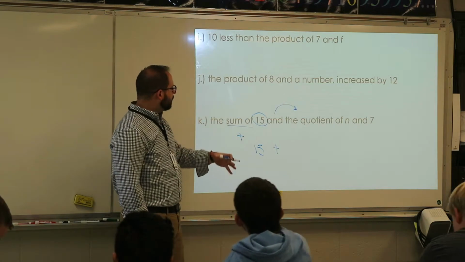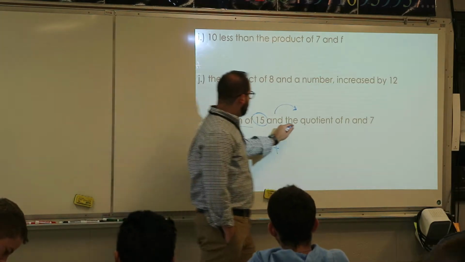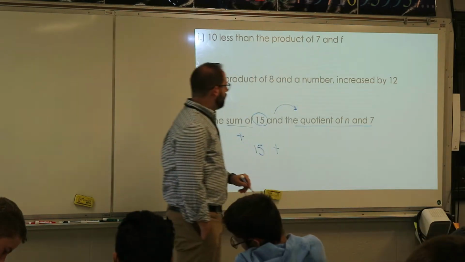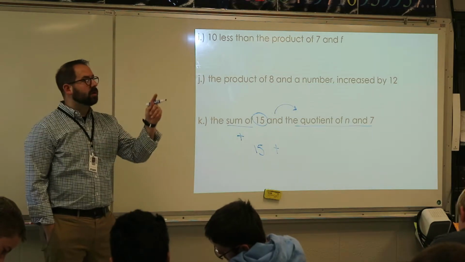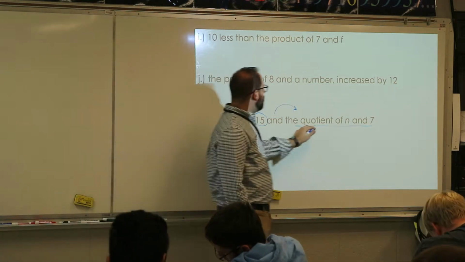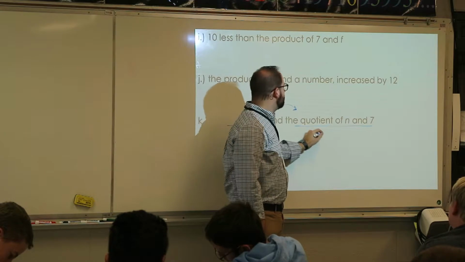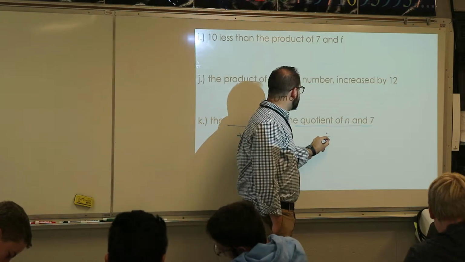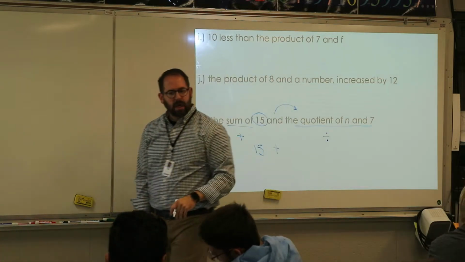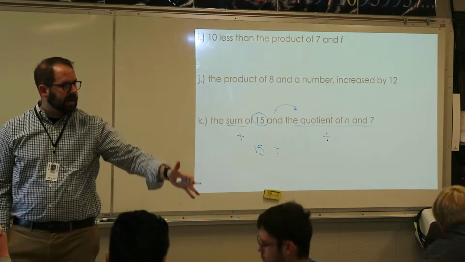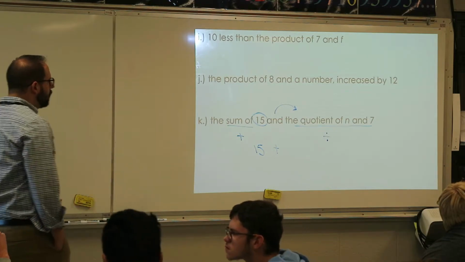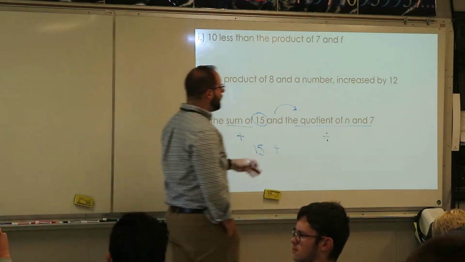Now, the thing that's coming after the plus sign is this thing. And now what they're saying in the back is the word quotient of. What do we know about quotients? Division. We're dividing. You can use the old school division symbol, or you could use the fraction sign. I don't really mind, whatever one you want to do. But we're doing the quotient of n and 7.